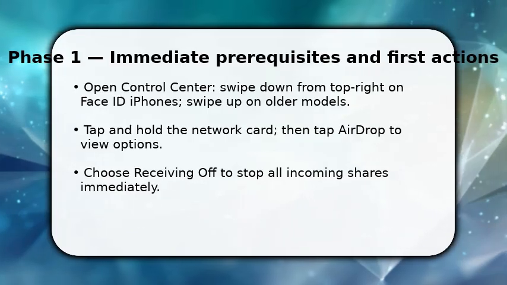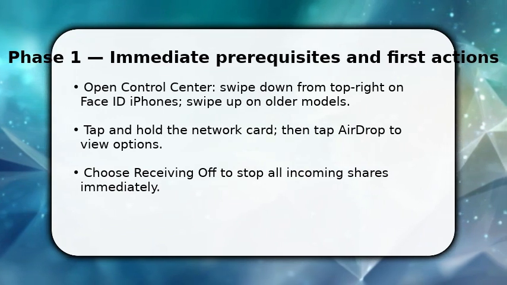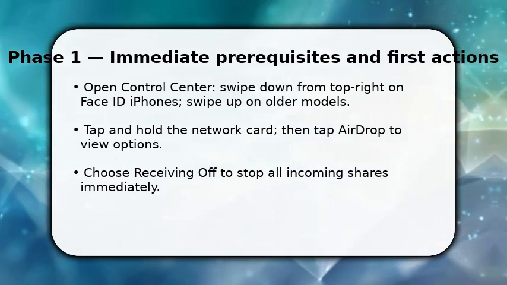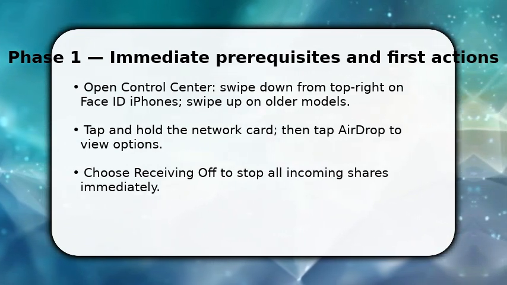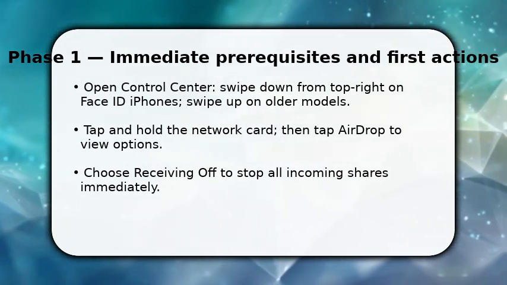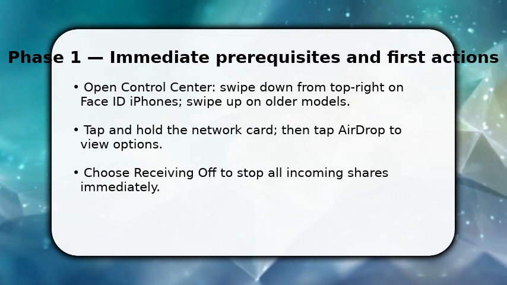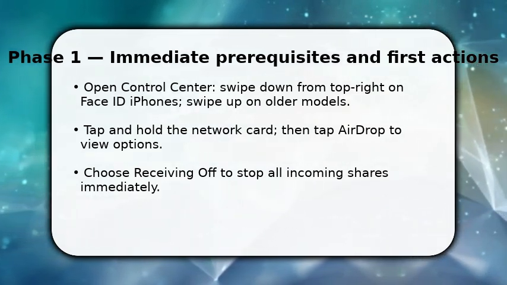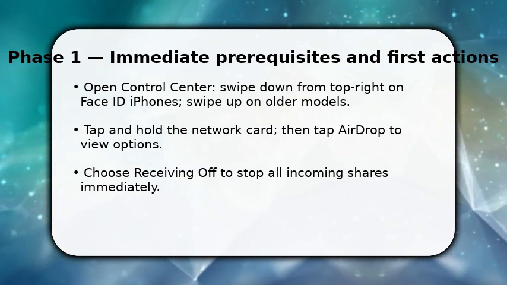You start by stopping incoming transfers right now. Pull down the Control Center on a Face ID iPhone or swipe up on older models. Press and hold the network card until icons expand. Tap AirDrop and set receiving off. This immediately blocks others from sending files, which is faster than changing sharing permissions later.